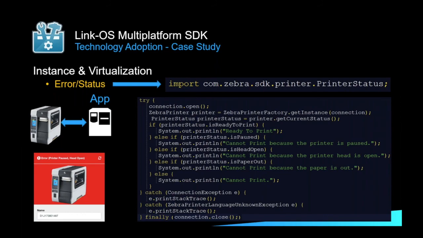Printer status is just the library that you need to use to implement this. Two simple cases here that we normally use are when the head is open or when the paper is out. It's just two simple ways to get those statuses, on the left side, just using our PPME application and how that's showing.